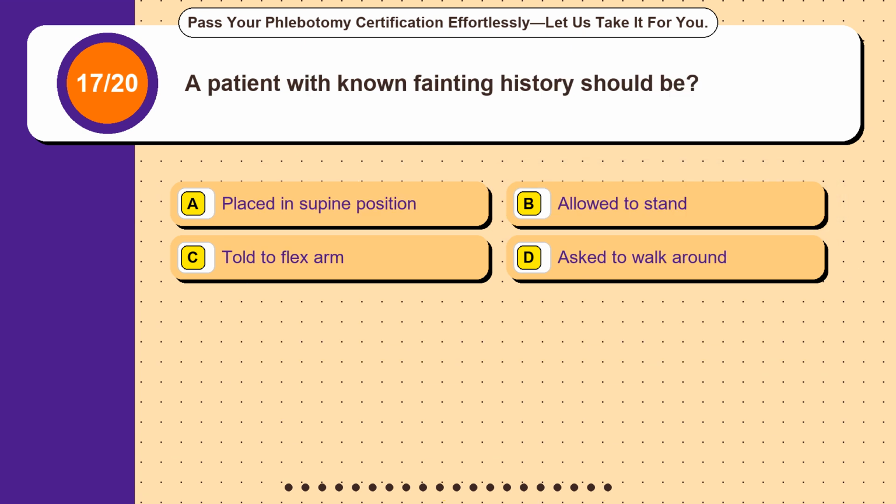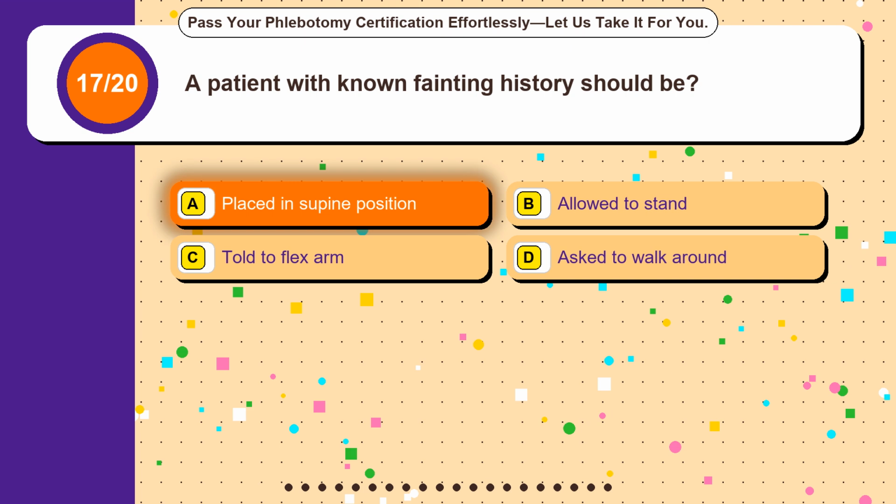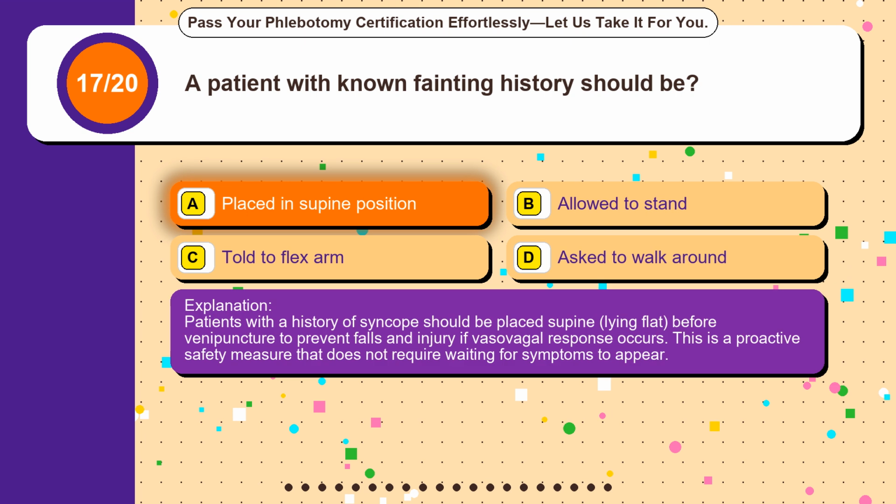Question 17. A patient with known fainting history should be: Option A, placed in supine position. Option B, allowed to stand. Option C, told to flex arm. Option D, asked to walk around. The correct answer is option A, placed in supine position. Patients with a history of syncope should be placed supine, lying flat, before venipuncture to prevent falls and injury if vasovagal response occurs. This is a proactive safety measure that does not require waiting for symptoms to appear.